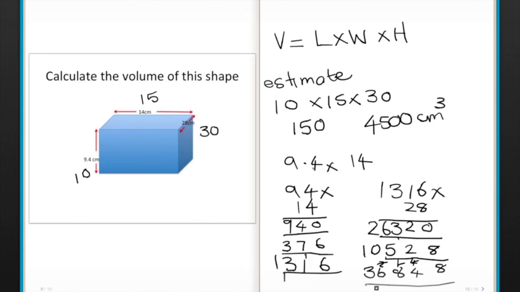The decimal point here. We need to put it back in. One number behind the decimal point in the question, one number behind the decimal point in the answer. 4,500, 3,684. That sounds like it should be about right. So we can write our answer in here. 3,684.8, and don't forget the centimetre cubed. Underline the answer.